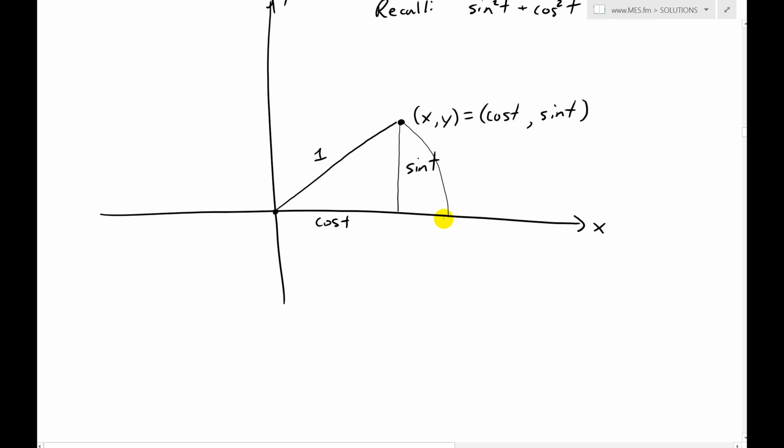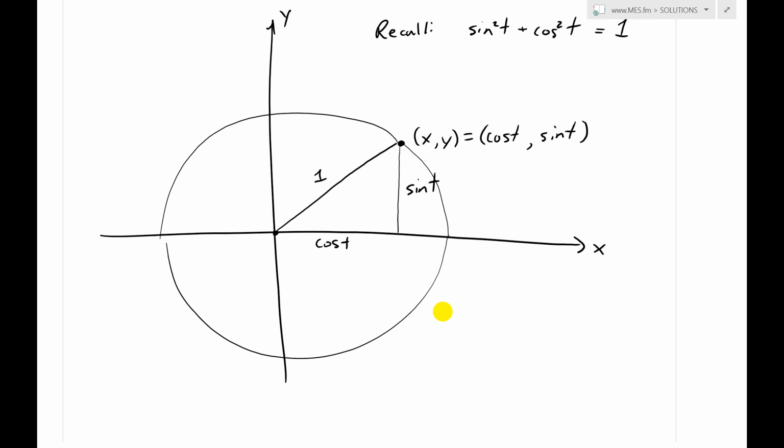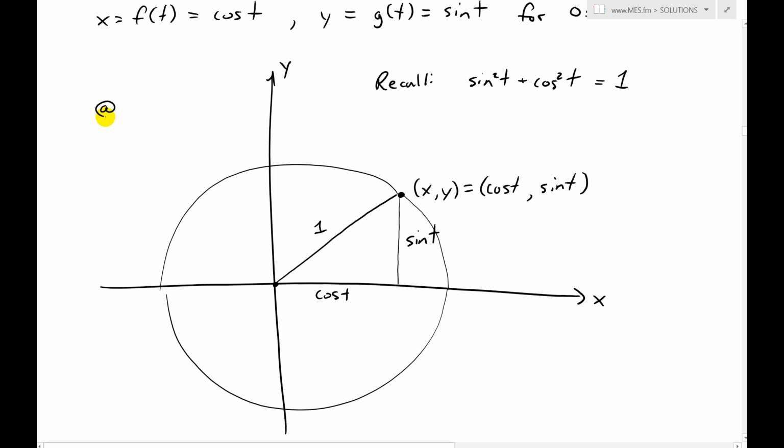Let me draw this a bit better. So we get a circle here, and note that at t equals 0 we have cosine of 0 and sine of 0. Recall that cosine 0 is equal to 1 and sine of 0 is equal to 0. So we get this point right here: 1, 0, when t is equal to 0.